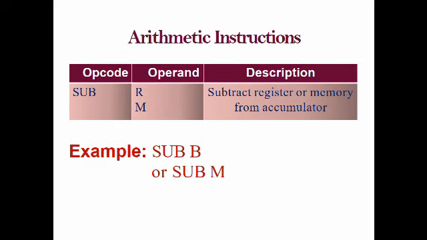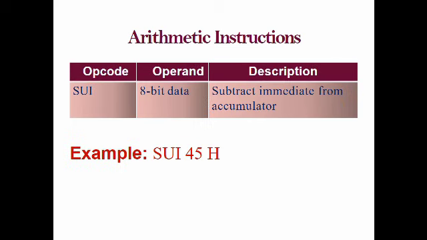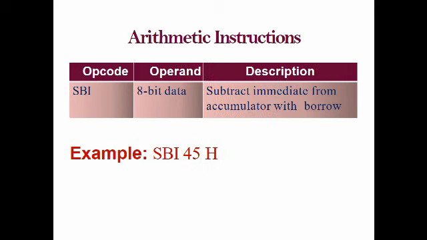SUB R will subtract the register content from the accumulator, and the result will be stored in the accumulator. Similarly, SUB M will subtract the contents of the memory location from the accumulator, and the result will be stored in the accumulator. These instructions are the same as ADD. In this way, SBB subtracts the register contents from the accumulator with borrow, SBB M subtracts the memory contents along with borrow, SUI subtracts immediate data from the accumulator, and SBI subtracts immediate data from the accumulator with borrow.